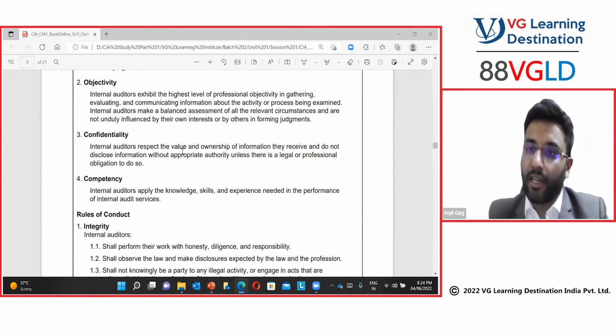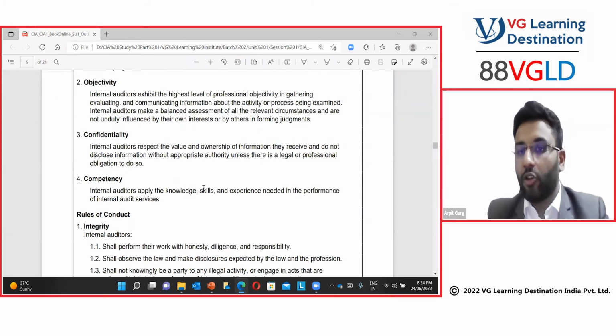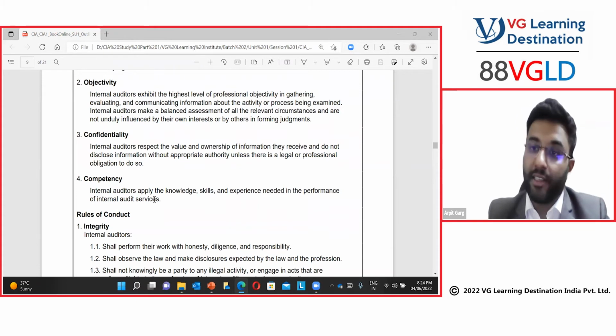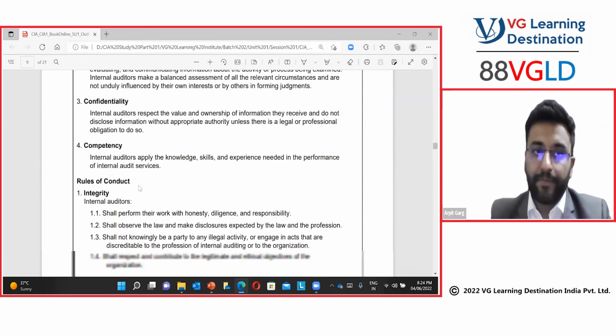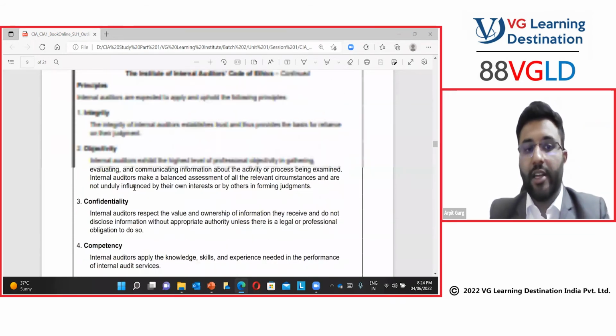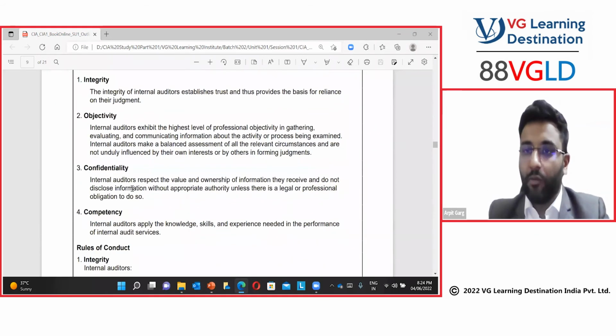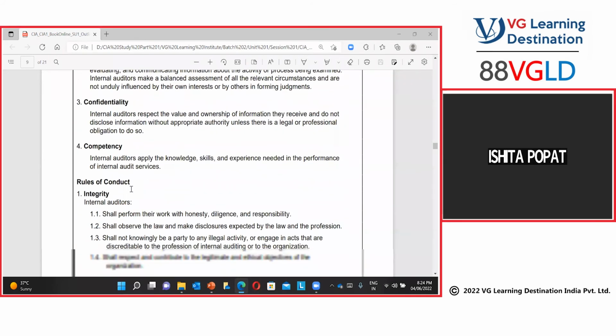Again, it depends on the criticality of the information. It could be management, it could be senior management, it could be the board, unless there is a legal or professional obligation to do so. Competency: internal auditors apply the knowledge, skill, and experience needed in the performance of internal audit services. Okay, so we should apply the knowledge, skill, and experience needed in the performance of internal audit services. Are we all clear briefly on the principles? As in, are we clear with what is integrity, objectivity, confidentiality, competency? Yes or no? Yes, sir. All right. Yes.